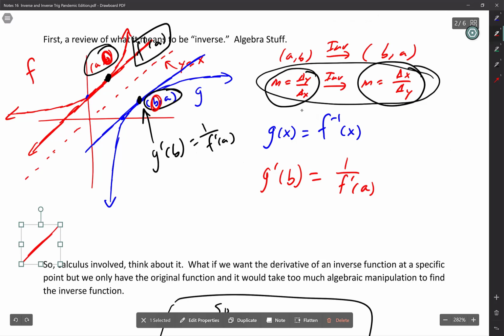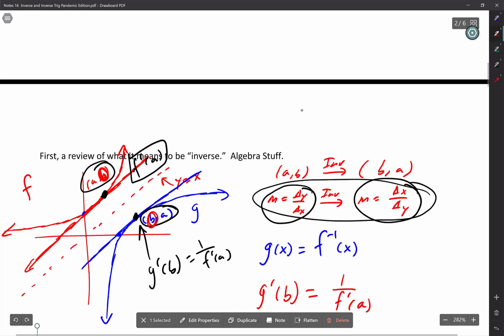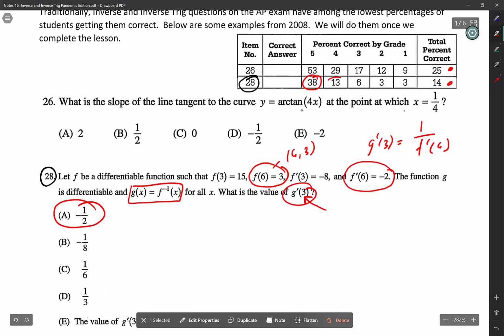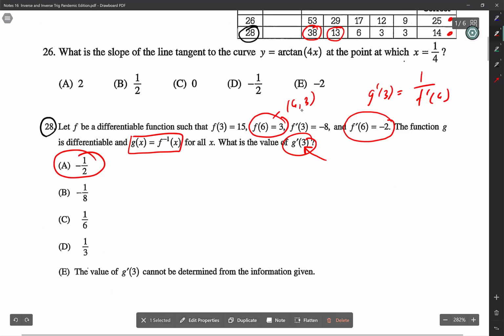Okay. So now that we know that, we're looking at what F prime of 6 is, and I see that F prime of 6 is -2. So the reciprocal of -2 is -1/2. And you can see now, even the 5s are having issues. Only 38% of the 5s got this one right, and 13% of the 4s. If you get these wrong, it's okay. You'll still get your 5. But if you want to assure your 5, get these correct. And these are hard, guys. You're just going to have to really understand the concepts.